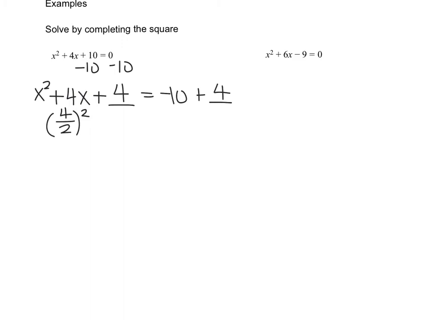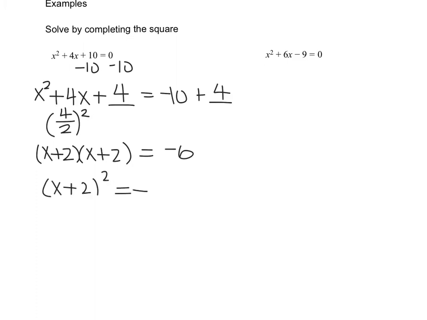Now we want to factor the left side, x squared plus 4x plus 4. So the value that multiplies to 4 and adds to 4 is 2. So we get x plus 2 times x plus 2 equals negative 6. And another way to write x plus 2 times x plus 2 is x plus 2 squared, and it equals negative 6. So now we're going to do that last step, step 4, solve for x. And we're going to use the square root property.